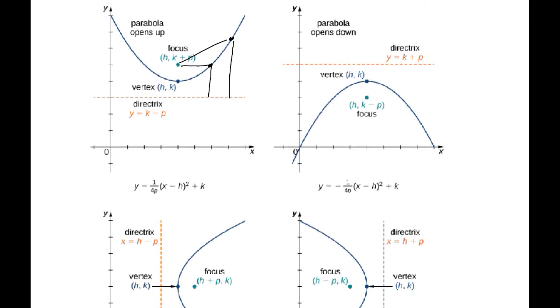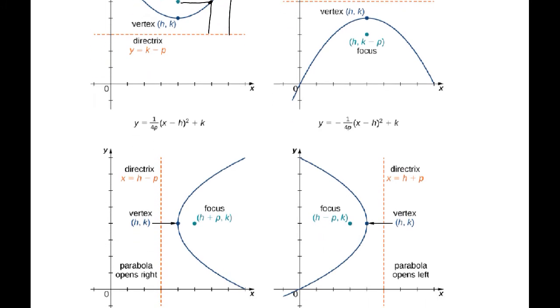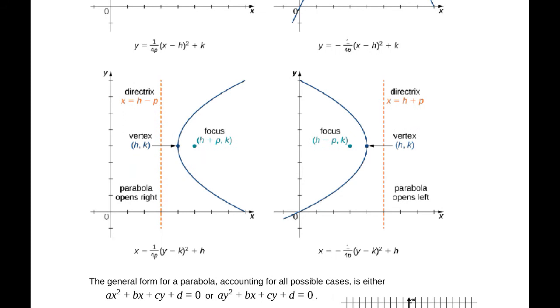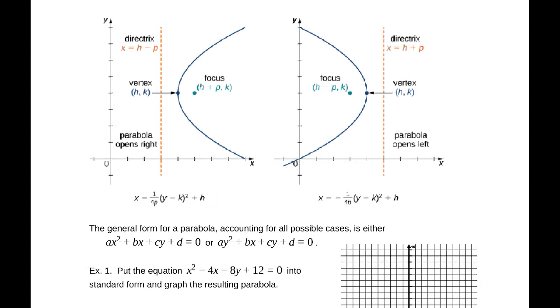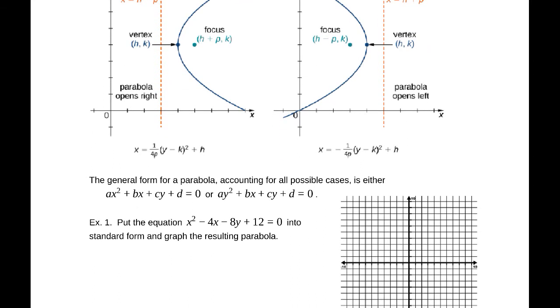So there's facing up, facing down. Those are fairly self-explanatory. Left and right are the same idea, except instead of adding to the k value from our vertex, we're actually adding to our h value so that we go left or right, respectively. And there's the general formula for a parabola facing left or right. To account for all possible cases, a parabola is in this form: ax squared plus bx plus cy plus d, or, switching those out, ay squared plus bx plus cy plus d equals 0.